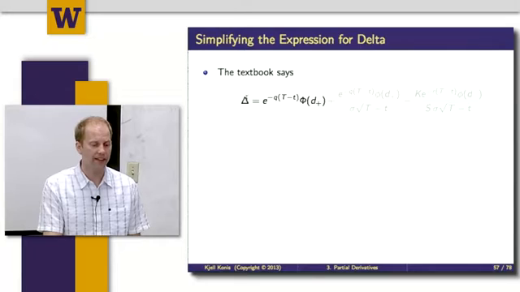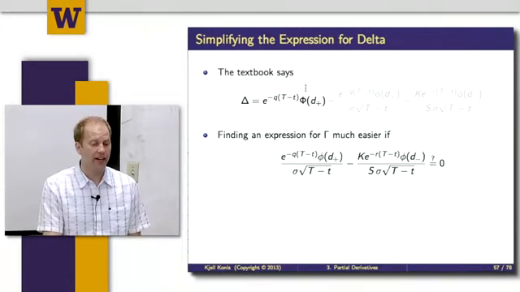So the textbook says that delta is just equal to this much simpler expression than what we've come up with. And finding an expression for gamma is certainly going to be a lot easier if I only have to take the derivative of this rather than taking the derivative of all three terms.